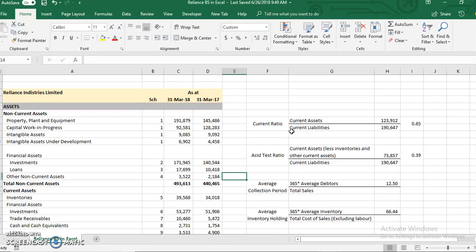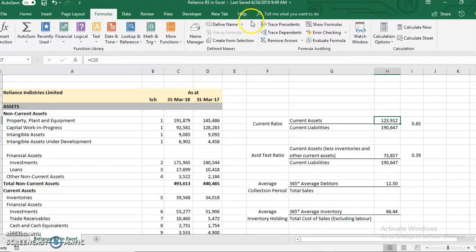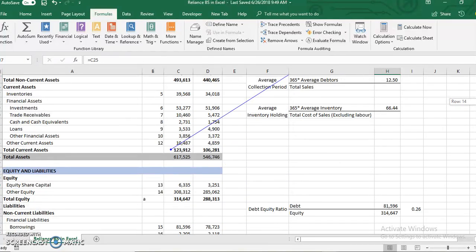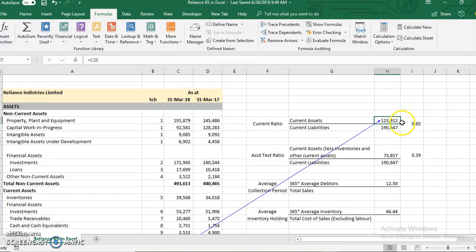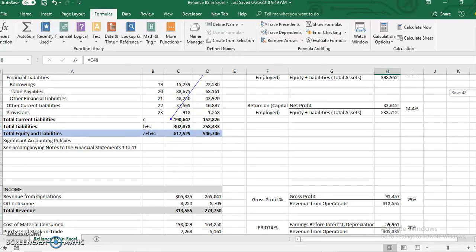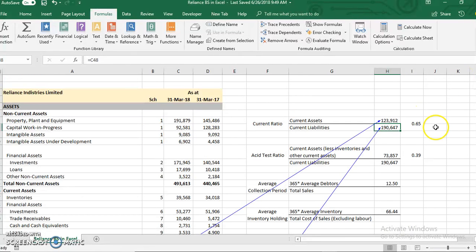The first one was the current ratio. The formula is current assets divided by current liabilities. Here I'm showing you where I got these figures. This figure we got from current assets, and this figure we got from current liabilities, which you can see here. So the ratio is 0.65.